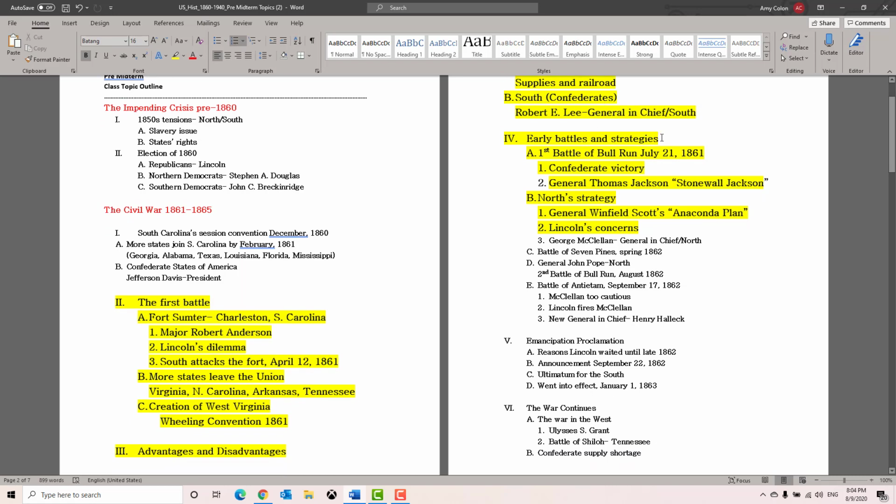Early battles and strategies. The first major battle of the Civil War is the First Battle of Bull Run in the summer of 1861. In July of 1861, Confederate troops settled about 25 miles south of Washington, D.C., near a creek called Bull Run Creek. Now, Washington, D.C. is the capital of the United States, and so the North did not want the South to be too close to their capital, so the North sent an ill-prepared army there to challenge the Southern Army. And again, this became known as the Battle of Bull Run because it was by Bull Run Creek.